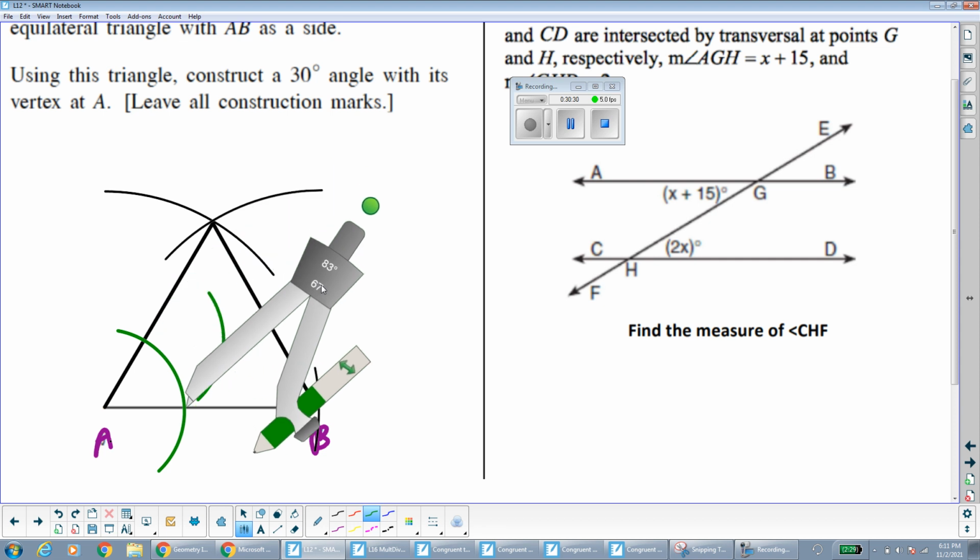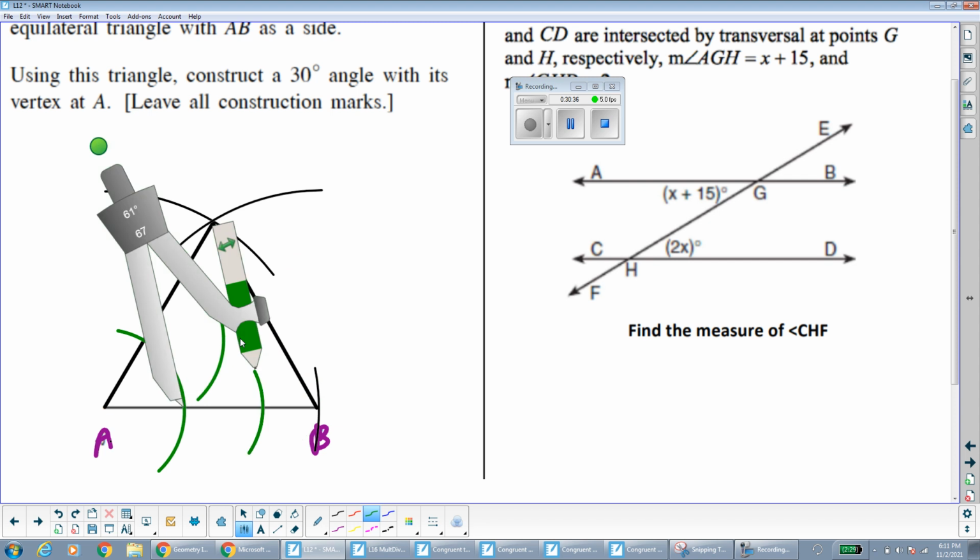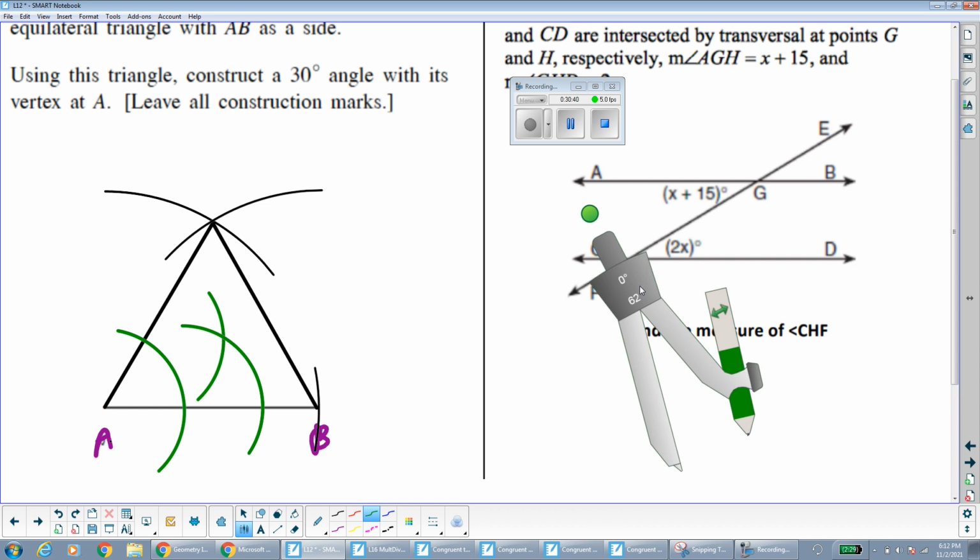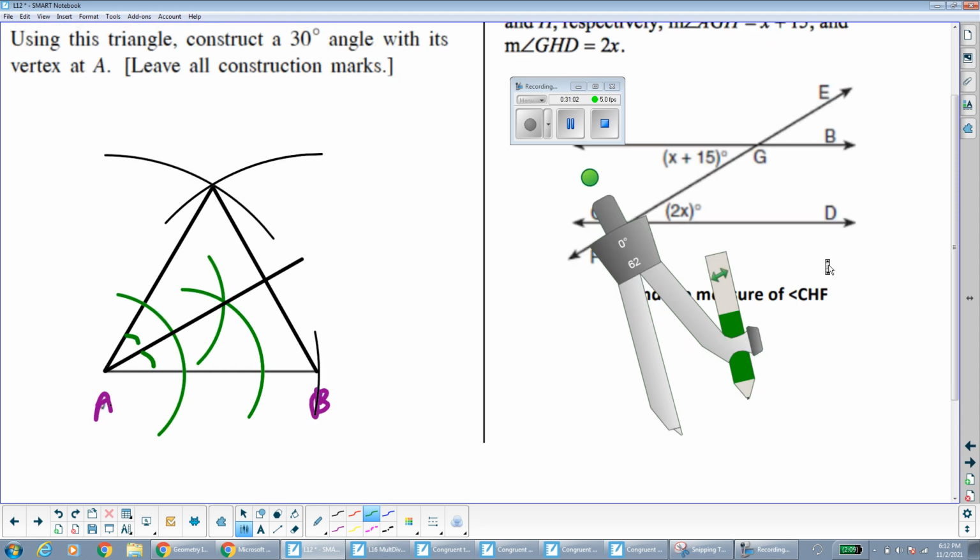Then I'm going to pick up my compass and move it to the other point where the arc hits the angle. And I'm going to make the same exact arc using the same hole or the same radius on my compass. Finally, through that point where the arcs intersect, starting at vertex A, I'm going to draw my bisector. And there we have it. We have split angle A into two equal parts, changing it from a 60-degree angle to 30-degree angles. And there we have it.